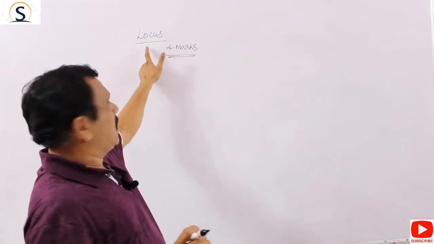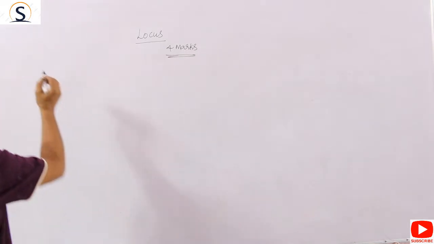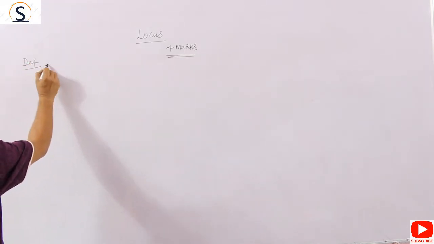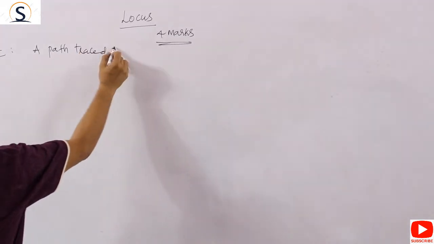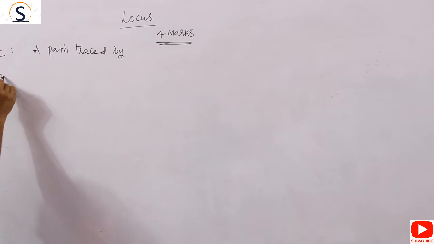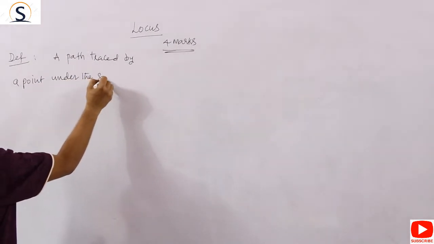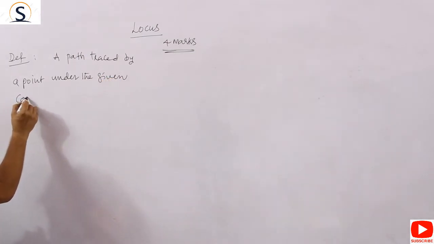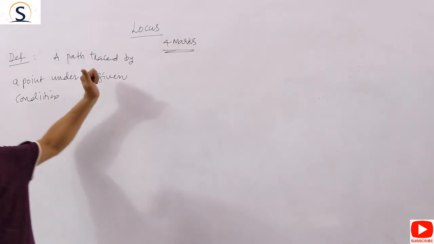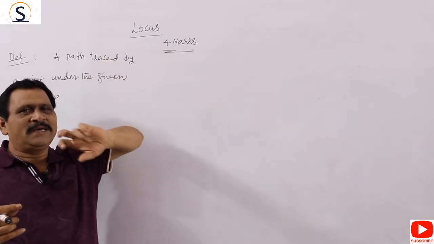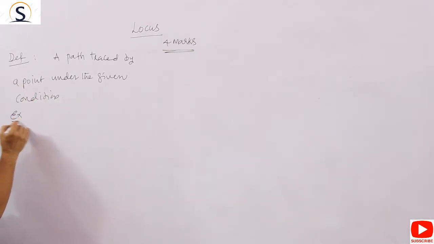Simply, locus means it is a path traced by a point. So, here the definition is a path traced by a point under the given condition. So, with respect to the condition, a point is forming a path, that is called locus. Here, I will be taking a small example.